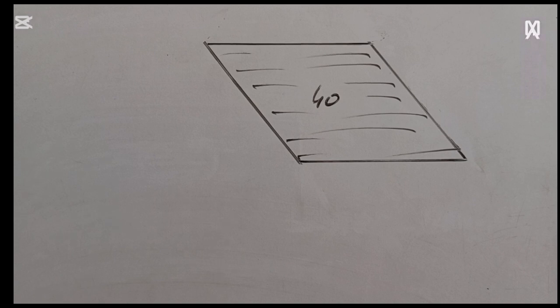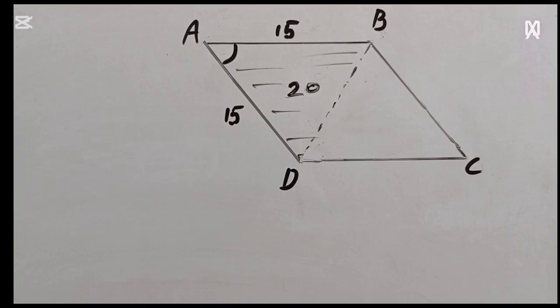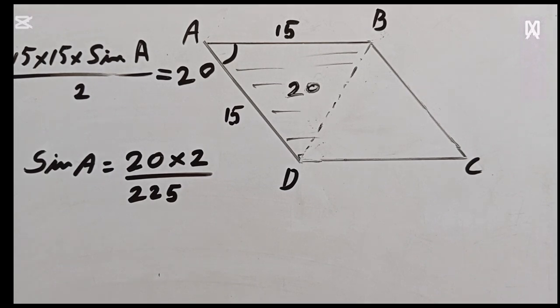If I join its two opposite vertices, it will be turned into two identical triangles, each one having half of the area, means 20 centimeters square. In this rhombus ABCD, each side is of 15 centimeter. We will consider just the triangle ABD, where the area of the triangle is 20 centimeter square. Now using the formula for area of the triangle, 15 multiplied by 15 multiplied by sine of the angle A by 2 equal to 20.